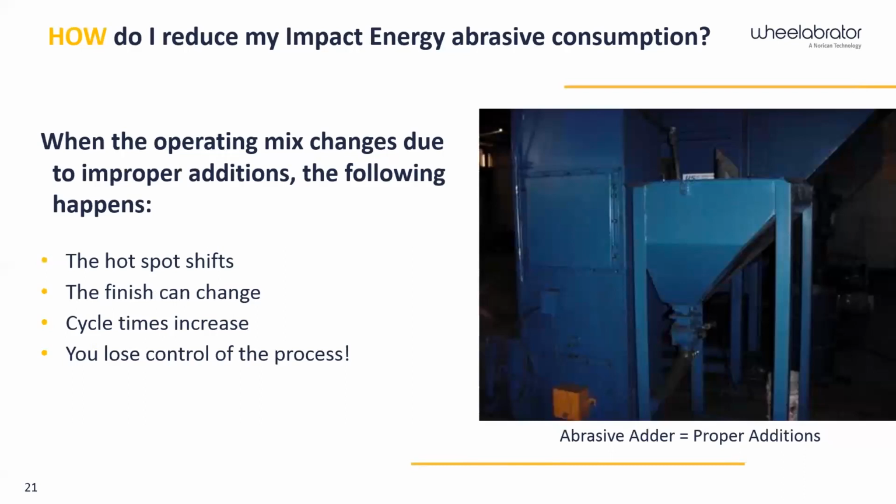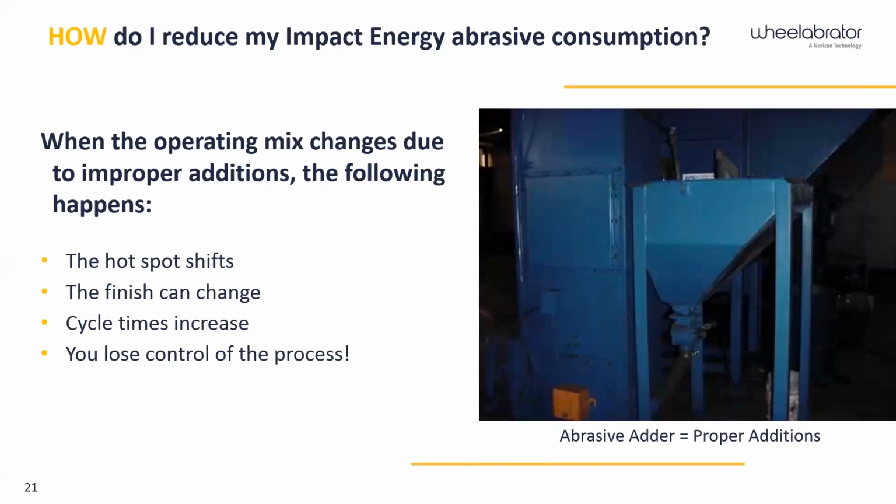Pictorially, one of the things that I've thrown there, an easy way to solve some of these issues with an operating mix, is an abrasive adder. The way an abrasive adder works is it slowly meters in abrasive as it's needed through an abrasive valve and a level probe in your hopper. It will slowly meter in a certain amount of abrasive, so you're never slugging your system.